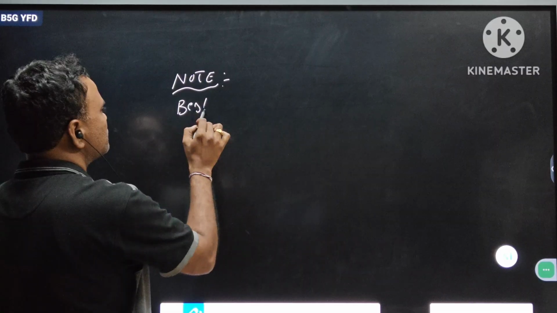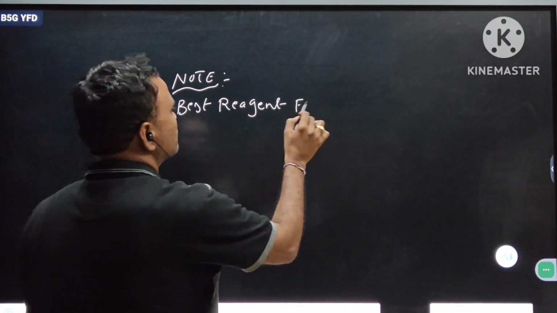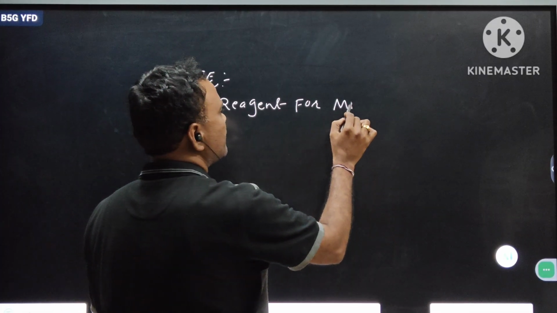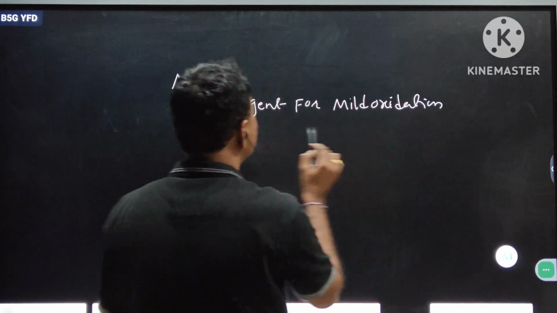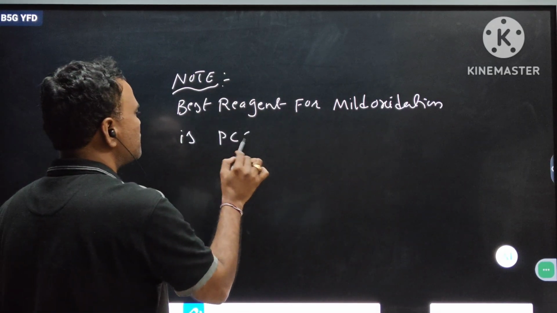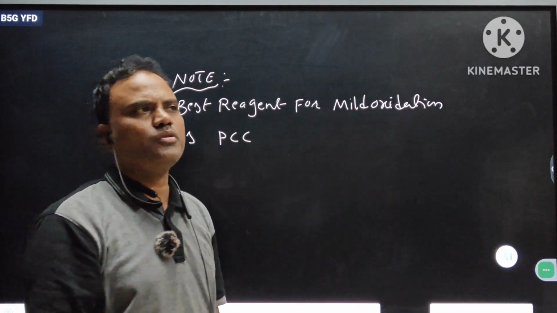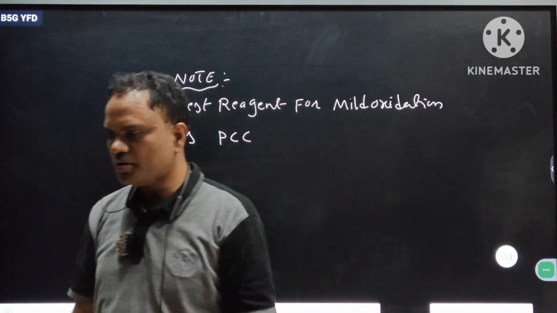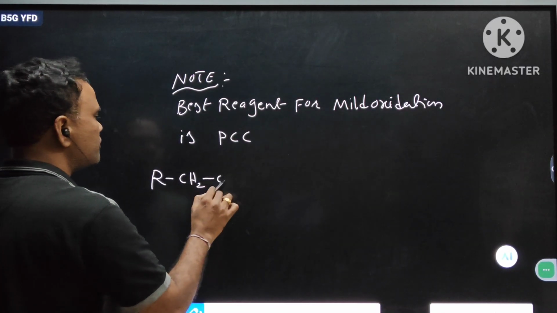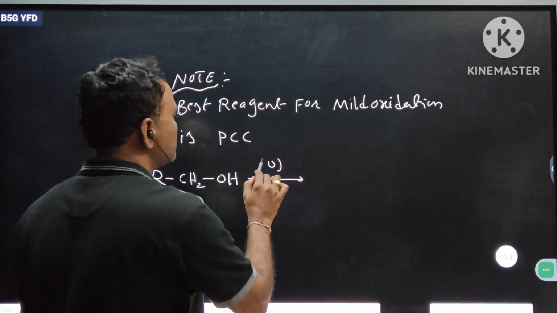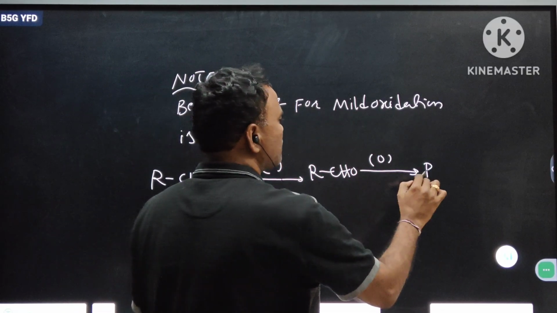Best reagent for mild oxidation is PCC, pyridinium chlorochromate. Because here over-oxidation products won't be produced. Over-oxidation means when alcohols are subjected to oxidation, final products are carboxylic acids. First step, aldehydes will be produced and further we'll get carboxylic acid.